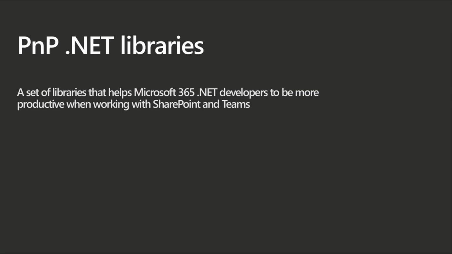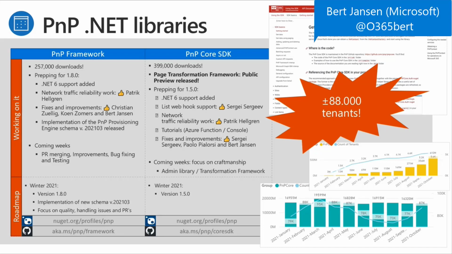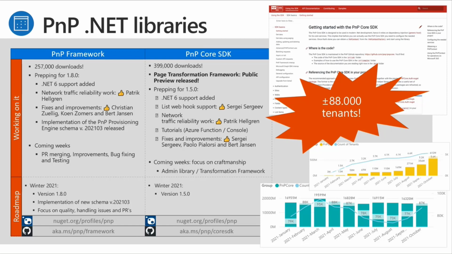Next up, we'll discuss PnP .NET Libraries. And I'll hand it over to Bert. Yeah, thank you, David. In the PnP .NET world, we had a major milestone, I would say, because we shipped .NET 6 versions of our libraries. So .NET 6 was released early November, and now the PnP .NET libraries, both PnP Framework and Core SDK, have a .NET 6 version. You might wonder, why is that important? Well, .NET 6 is just more performant. Just by using that version, you already gain performance, especially in cloud-based scenarios.